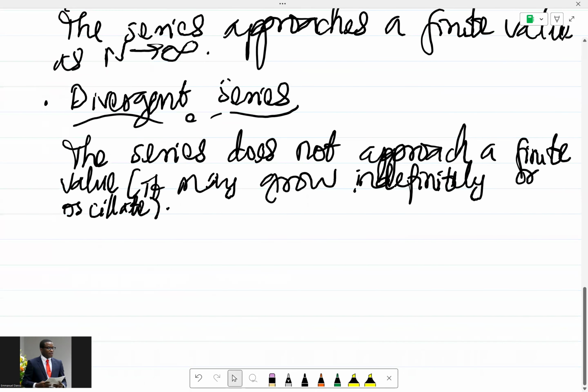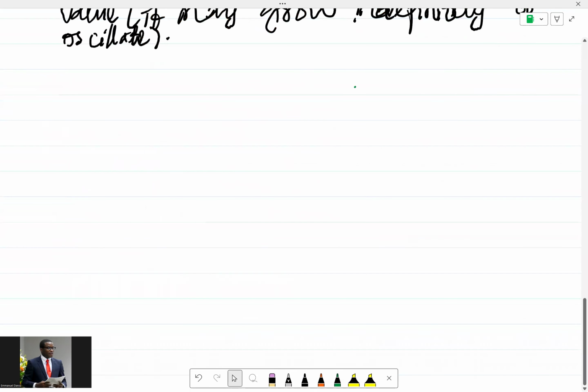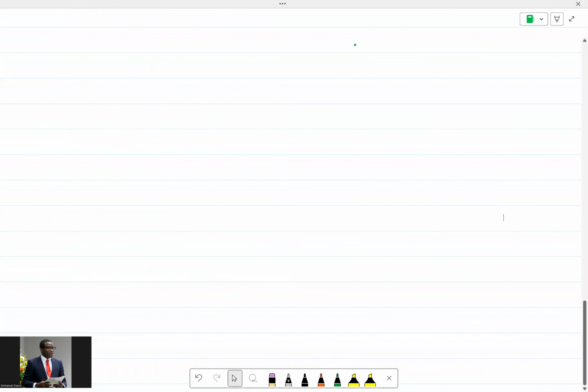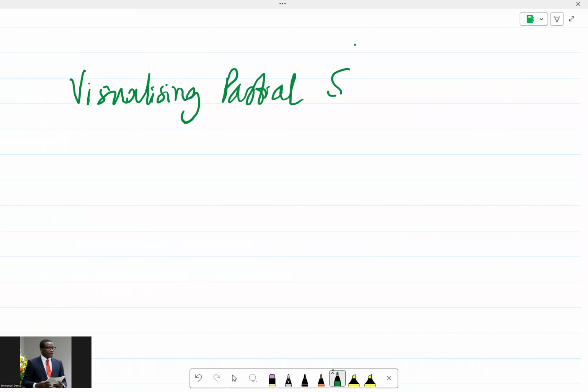Now, let's talk about something equally important. Just like we talked about how to visualize sequences, by plotting the number of terms against the sequence value itself, we can do something close to that for partial sums. So, visualizing partial sums.